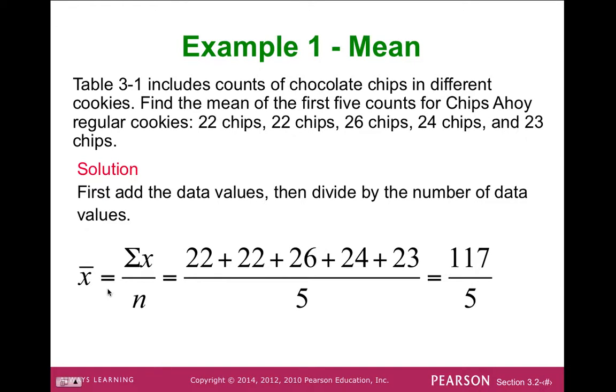Okay, so using our equation, we've plugged in each of the data values, 22 chocolate chips, 22, 26, 24, 23. We've added them all together to get 117, and we've divided by the total number of counts that we did, 5. And what we find out is we have a mean number of chocolate chips of 23.4 chips. What you'll notice is that it's the in-between. So for example, the cookie with 22 chocolate chips is a little low, the cookie with 26 chocolate chips is a little high, but when you average it out, it's 23.4 chips.